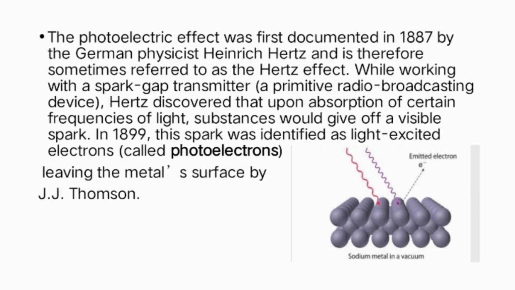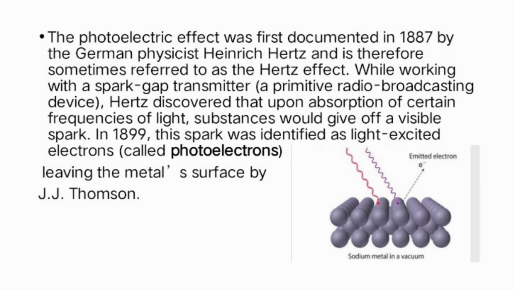Photoelectric effect. The photoelectric effect was first documented in 1887 by German physicist Heinrich Hertz and is therefore sometimes referred to as the Hertz effect. While working with a spark gap transmitter, a primitive radio broadcasting device, Hertz discovered that upon absorption of certain frequencies of light, substances would give off a visible spark. In 1899, this spark was identified by Thomson as light-excited electrons, called photoelectrons, leaving the metal surface.